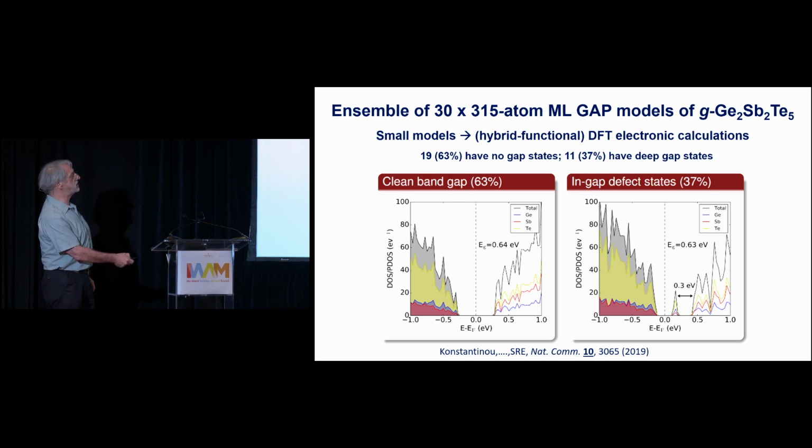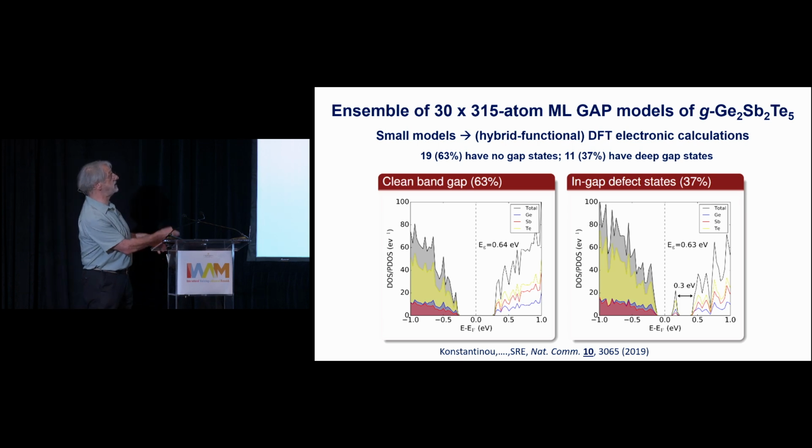And then we started to analyze, so what is this saying? This is the density of states, this is the valence band, here's the gap, here's the conduction band, and these two models got basically the same band gap, but they differ by having this state deep in the gap here.